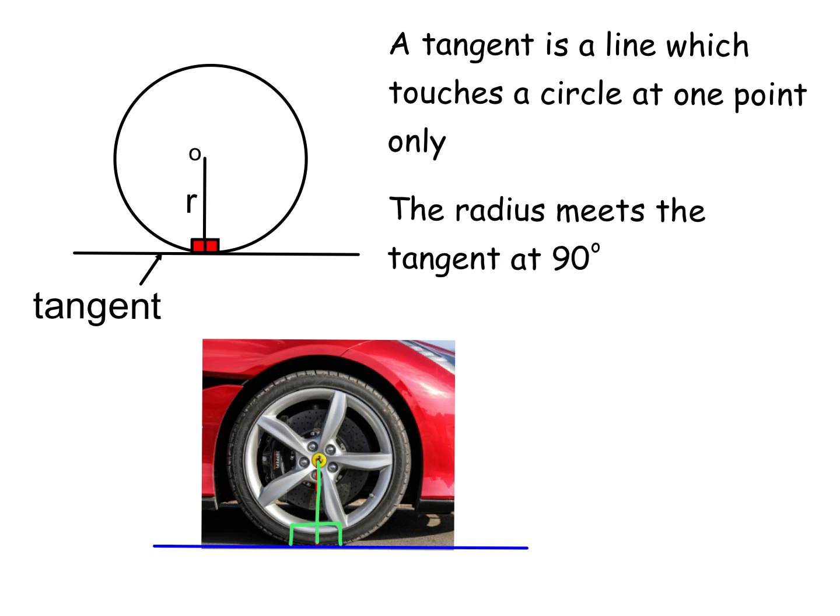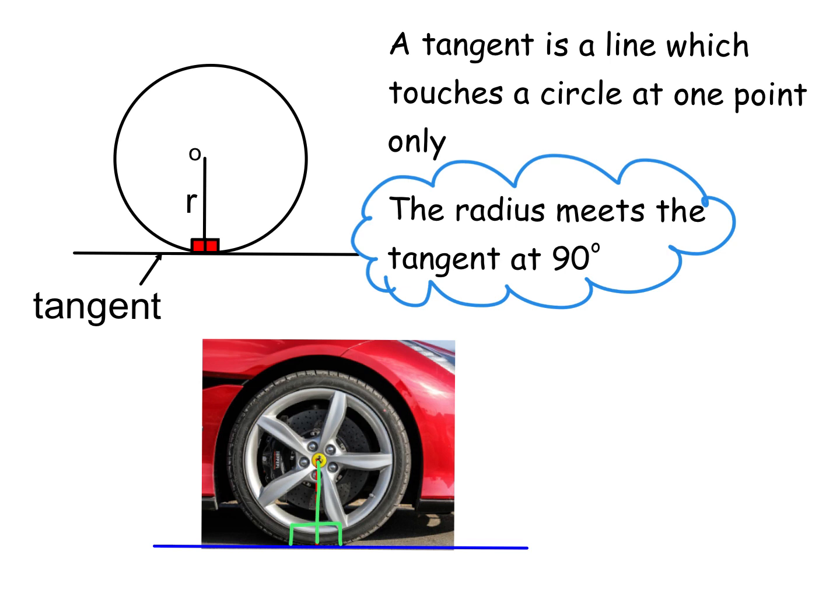So if I go back to the original image that I've got drawn up here, you can obviously see the tangent is the line which I call the ground. The circle is touching at one point only, and the radius meets the tangent at 90 degrees. And I will say this over and over throughout this video and when teaching this topic. So remember, a tangent is a line that just touches the circle.